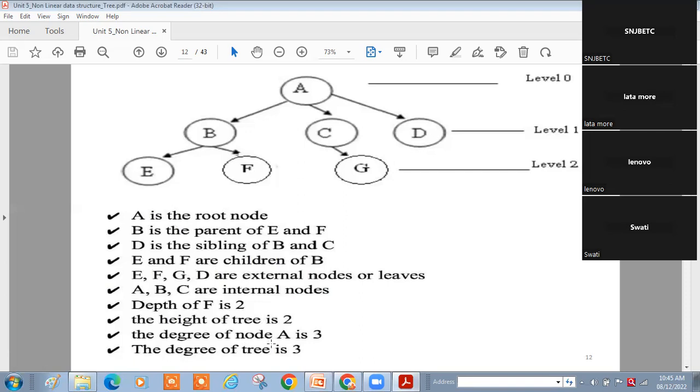Then degree of node A is 3. Already we have discussed degree. Degree means the number of children of that node. So for node A, we have 3 children. So its degree is 3. And degree of the tree is the maximum number of children. B has 2. C has only 1. So the maximum is 3. So as A has 3 children, the degree of the tree is also 3.